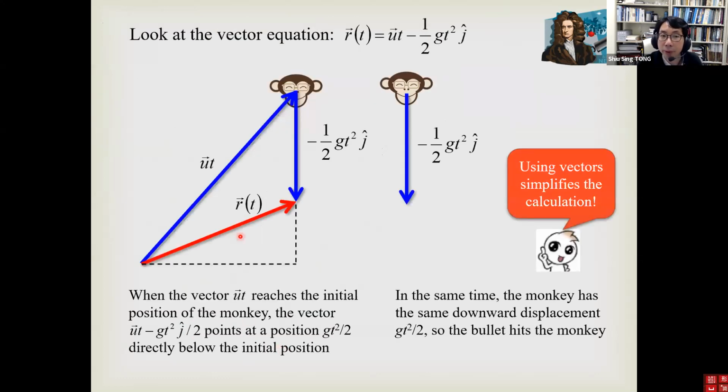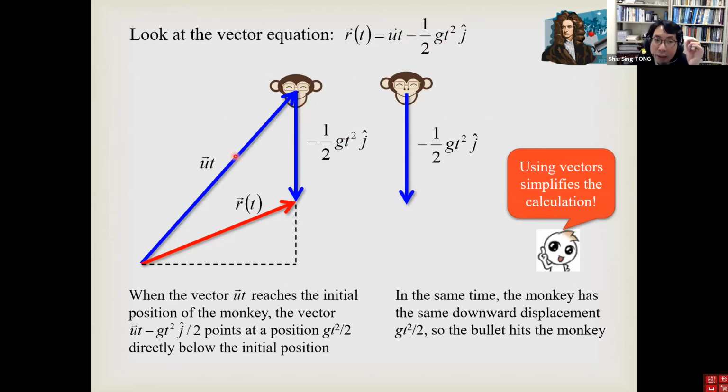So let's look at what happened here. How do we know when the bullet will hit the monkey? It's easy. We wait for a certain time t and look at this expression. R is given by the vector u t minus half gt squared. We can look at it as an addition of two vectors. One vector is ut, and another vector is minus half gt squared, which is vertically downwards.